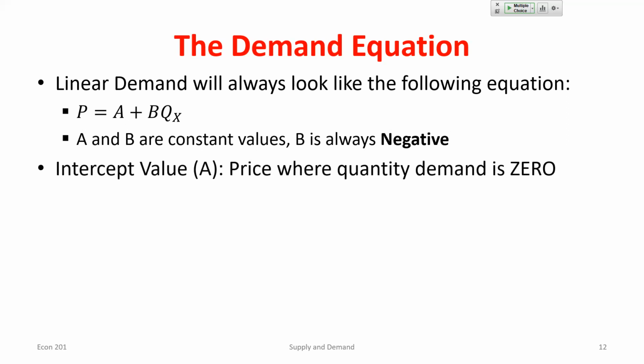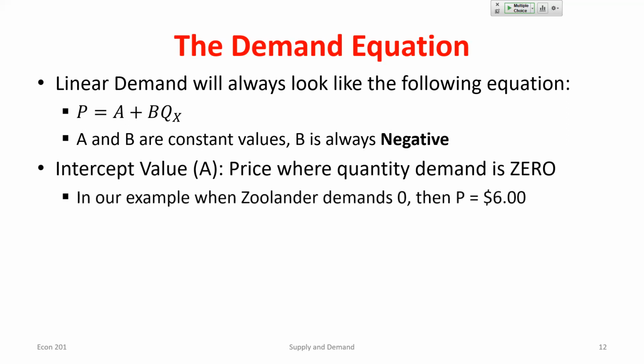The intercept value will be where quantity demand is equal to 0. I'm using some goofy Zoolander example, which we'll backtrack on and then look at a little more. But here I believe the price I had set for the quantity demand to be 0 would have been $6. So just getting a little bit of the mathematical visual on a graph. This is what we're going to be doing here with the demand curve.